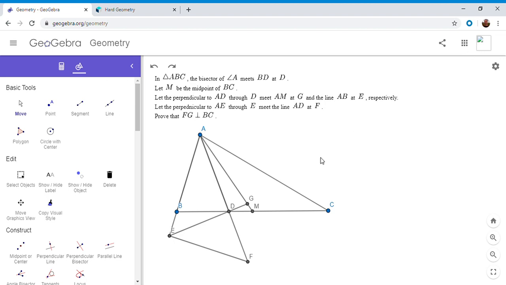Hi everyone, it's Michael. So I have another very fun problem for you today. This one I found on the Art of Problem Solving forum. The poster didn't give the original source of the problem.